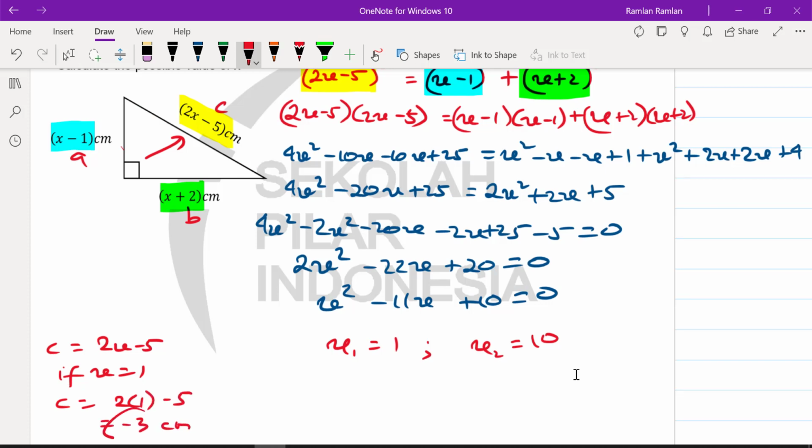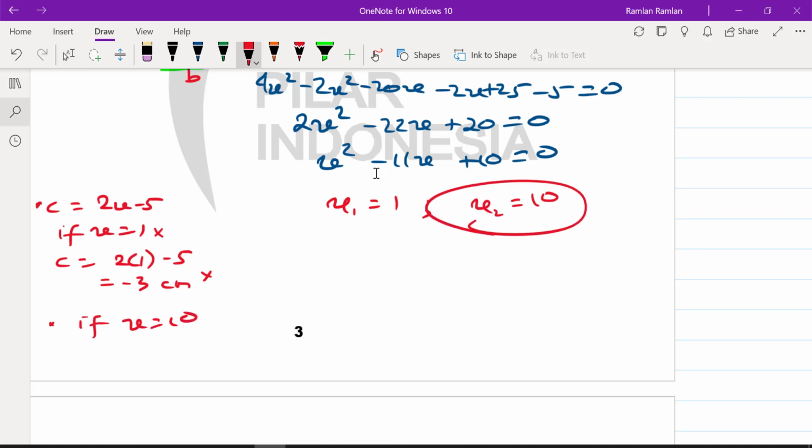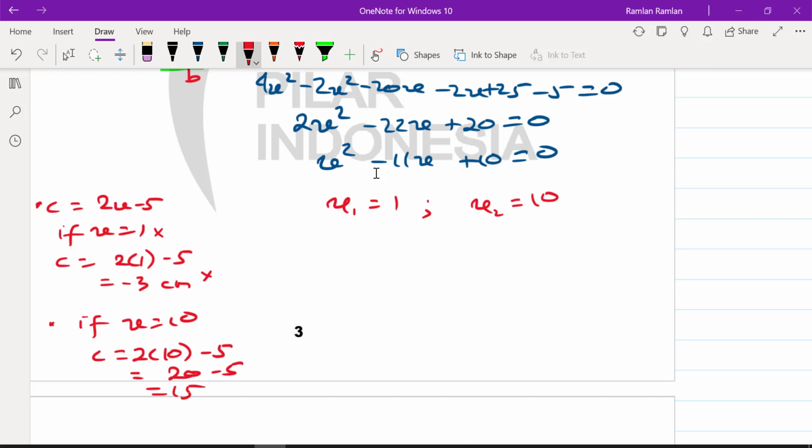Negative 3 does not make any sense in terms of this context, which means that we cannot use 1. So let's investigate the other one, which is 10. I'm going to use the same side, c. If x equals 10, then c equals 2 times 10 minus 5, which is 20 minus 5, which equals 15 centimeters. And yes, this makes sense because it's a positive number. So the conclusion is the possible value of x is 10.